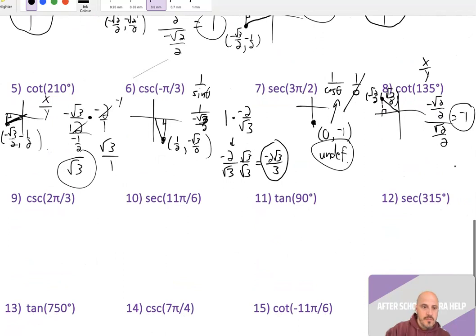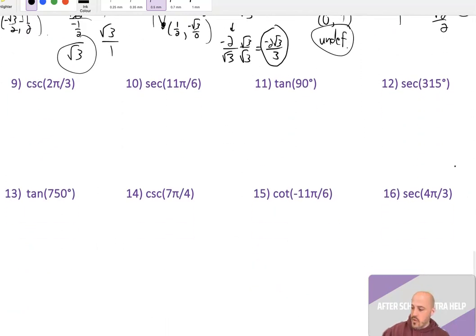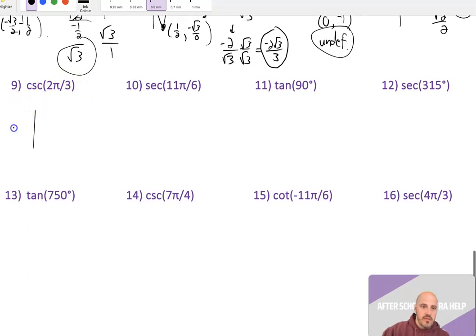All right, moving along. I have the cosecant of 2 pi over 3. Well, where's 2 pi over 3? 2 pi over 3 is going to be about here, right? That's 120 degrees. So let's label our coordinate here. The short side is the x value, and it's going to be negative, so I have negative half. The long side is the y side, so I have root 3 over 2.